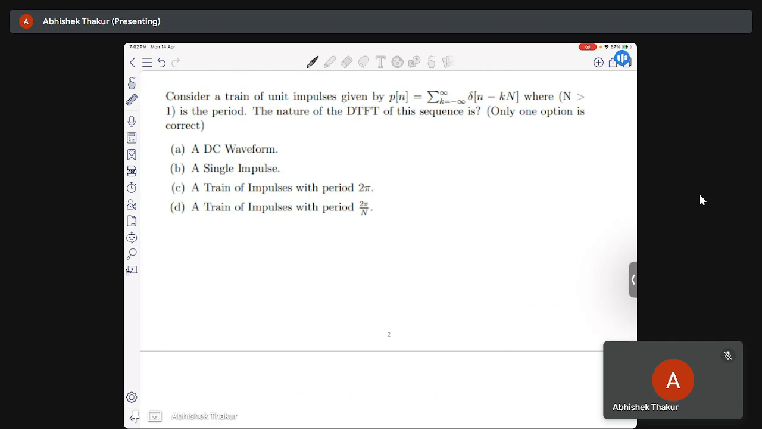We'll start solving the question. Consider a train of unit impulses, given as p[n] equal to summation k equal to minus infinity to plus infinity of delta of n minus kN. So actually this will have an impulse train like this. We have to find the nature of the DTFT of this sequence.